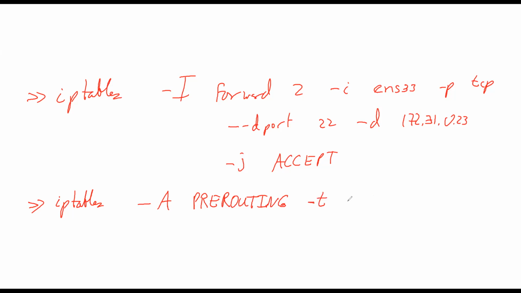So -t NAT. And then you're going to specify again -i, the interface. So what interface you're going to be using here. This is going to be dependent on the device that you're using. So again, if we were using ENS33, then that's sort of the same.